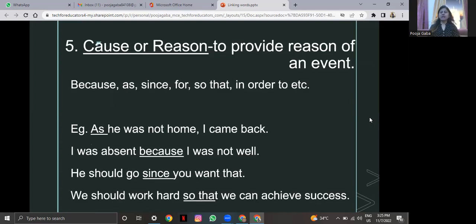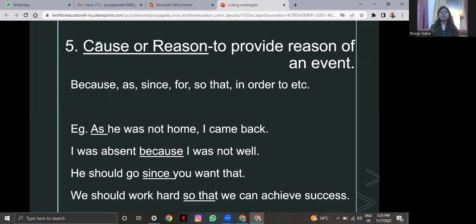Now the next one is when we have to specify some cause or reason, used to provide a reason for an event. When we have to provide the reason why something happened, the linking words used for that are because, as, since, for, so that, in order to, etc.